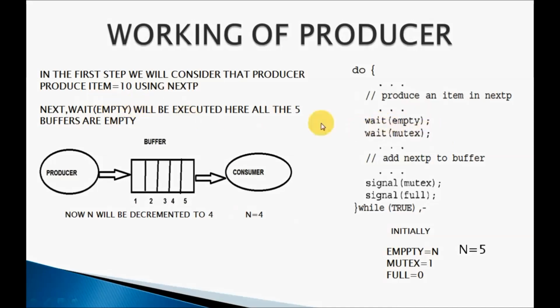So it's checked that. Here all the 5 buffers are empty. Now it can produce an item without any problem. But remember, it decremented the value of empty from 5 to 4. You will understand why. Now what is the next step? Wait of mutex.